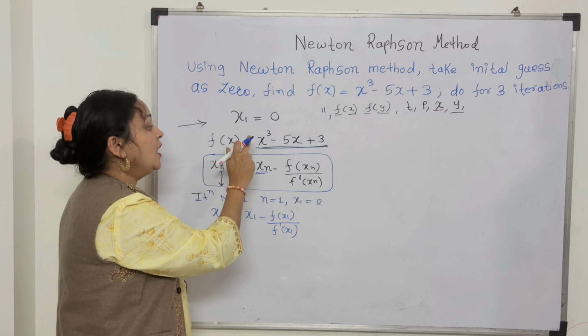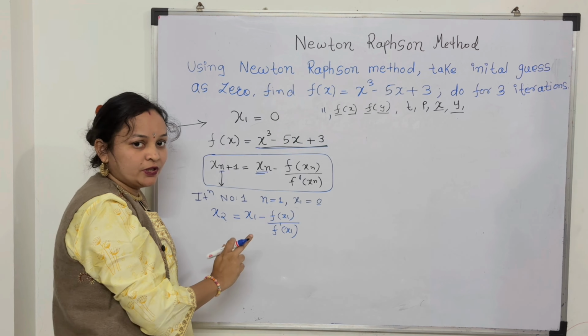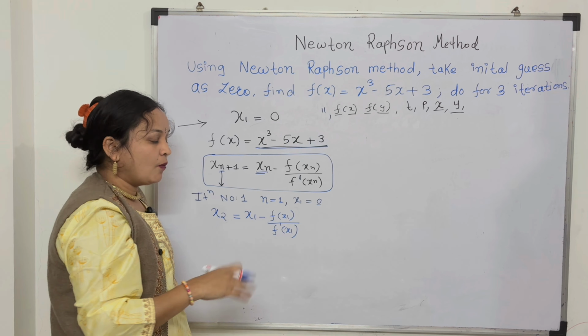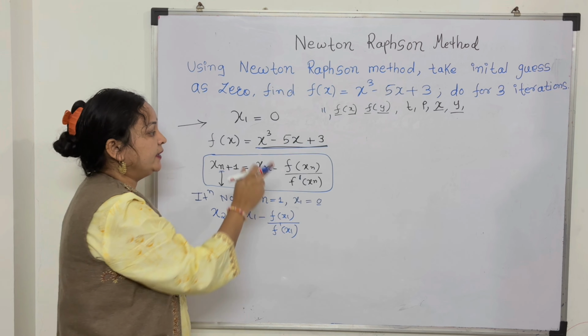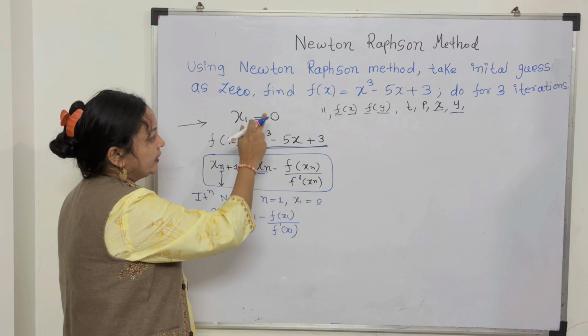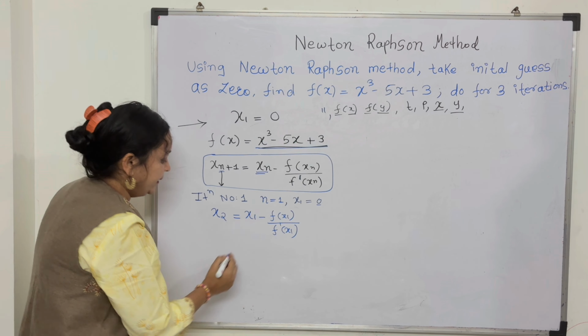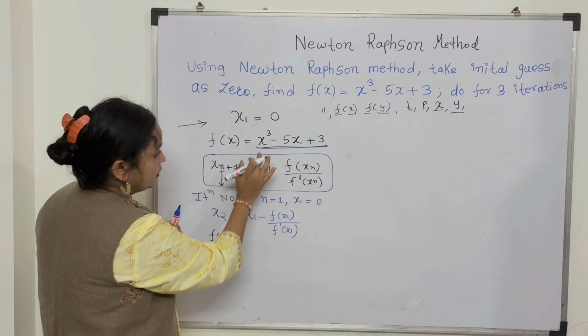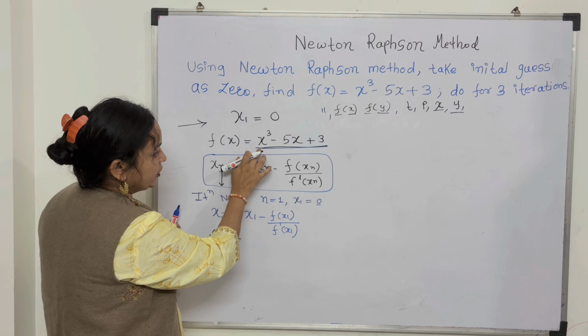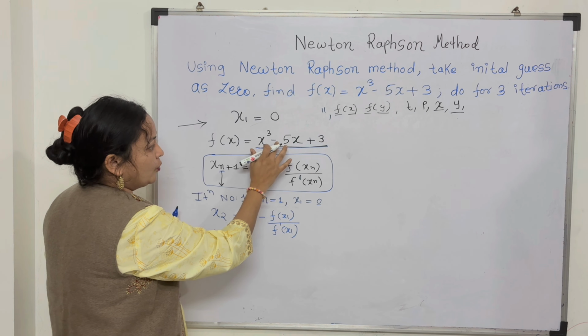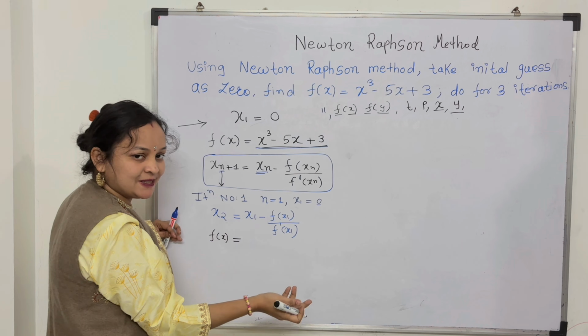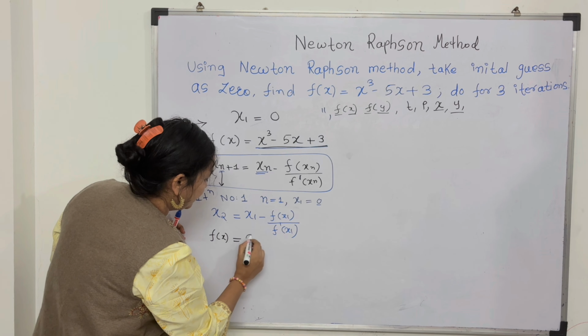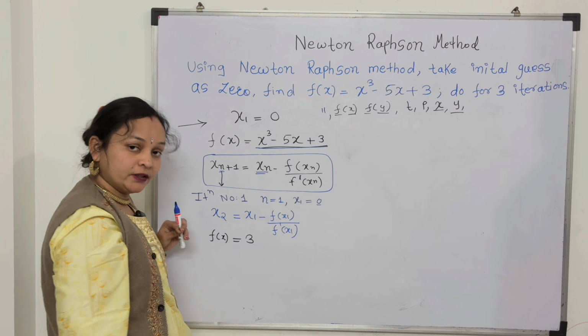So you have to put the 0 value in our main function, and take the derivative of this function, whatever the form of the equation you get after the derivative. In that you again put the 0 value. F of x, you are supposed to put the 0 value into this function. So 0 cubed becomes 0, minus 5 into x, which is 0, and you are getting f of x as 3, right?